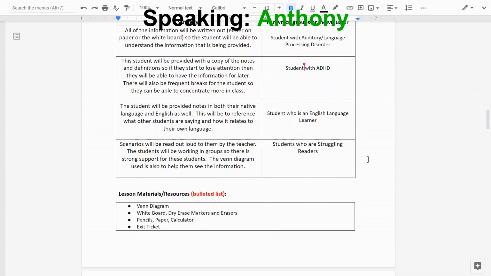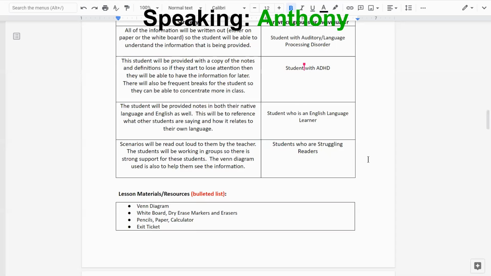Okay, so now differentiated instruction. You have to make it differentiated to everyone in your classroom, not just the general population of students. You have to be differentiated toward everyone and provide equity in the classroom. And so there's a few ways you have to do this for the groups or individuals that need this. We have a student that has an auditory and language processing disorder. They can't process the language that well, so the language will be written out for them, either on paper or on whiteboard, and the student will be able to understand the information provided.